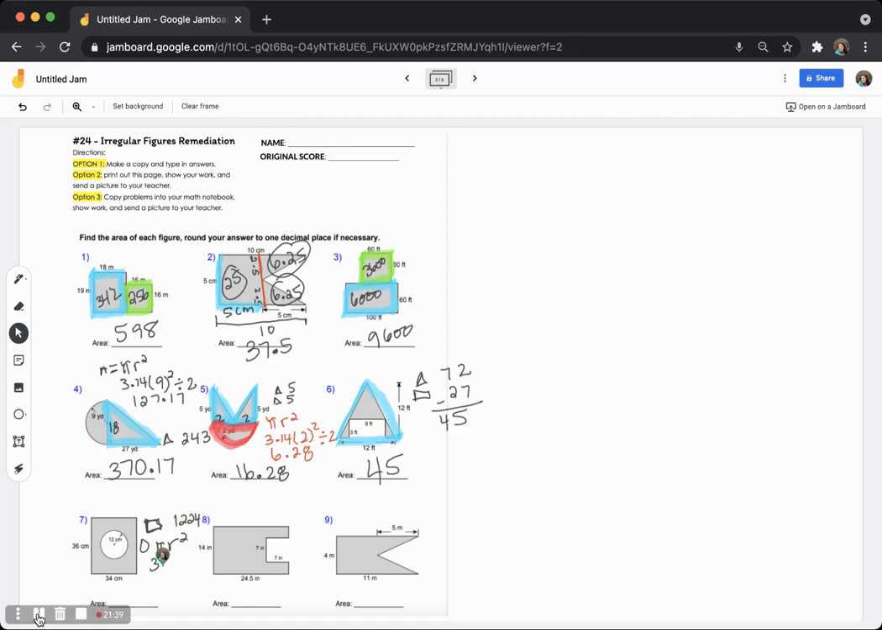Then for the circle, I will do pi times radius squared. So 3.14 times 12 squared. And I don't divide it by 2 here because it's a full circle. And that's going to give me 452.16.